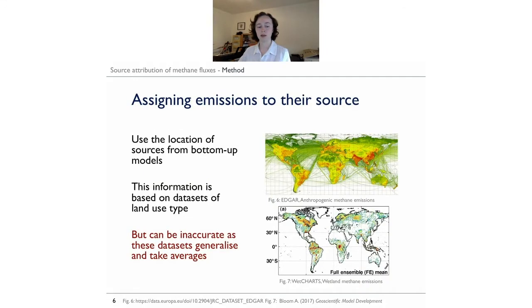But as these observations can't attribute emissions to their source just on their own, we have to rely on the inventory data, the spatial distribution of emissions, to tell us where the source of these emissions is. This is the traditional way of assigning emissions using inverse models. I've got a couple of examples here. The top plot shows anthropogenic methane emissions, so from fossil fuel use and distribution. And the bottom plot shows methane emissions from wetlands, which is the largest natural source. However, these models can often be quite inaccurate, as they rely on taking averages over large areas, or can use out-of-date information. So this isn't always reliable.